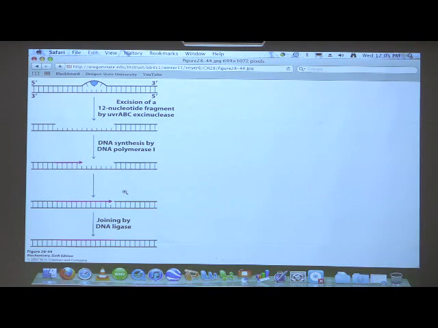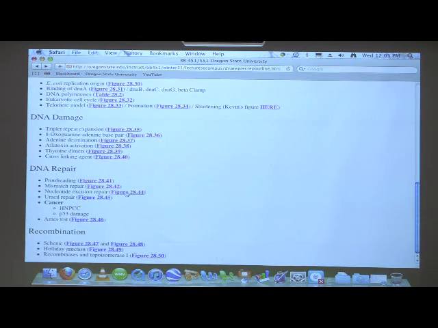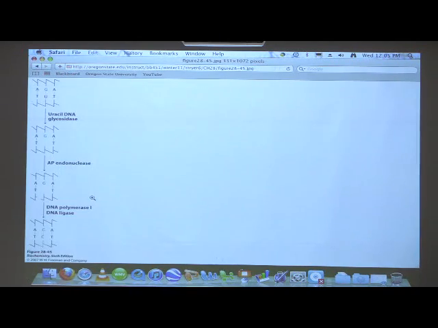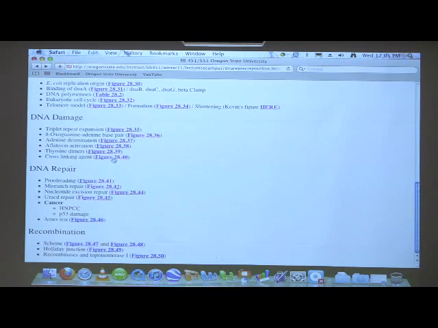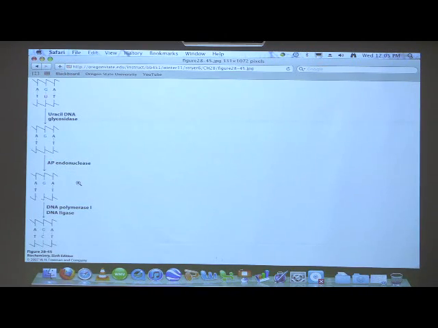Okay, so those are the two systems I talked about last time. What I want to say a word about now is another system, and on here it's labeled as uracil repair, but it's actually called base excision repair. Base excision repair is most commonly used to remove uracils from a DNA duplex.